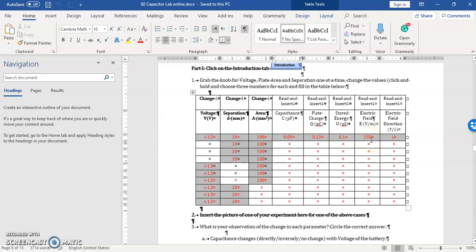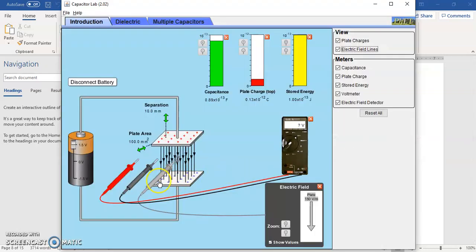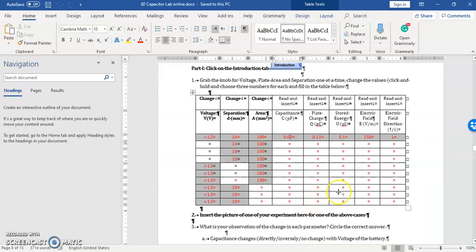And I want you to read the electric field. As long as you are bringing this probe into the middle of the two plates, it should read the electric field for you, which is 150 volts per meter. And then it is showing the direction, which is going down. So you have to mention all of those.